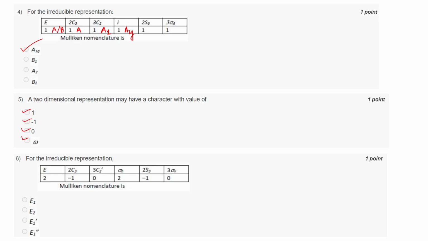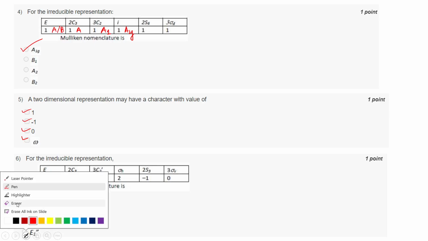Sorry, I was guiding one of our MSc students. Anyway, for the irreducible representation in question number six, we have to determine the Mulliken nomenclature. Let us start with the identity. The dimensionality is two. Now it is antisymmetric with respect to C3, so it should have been E, since B is one dimensional. Yes, it should have been E.